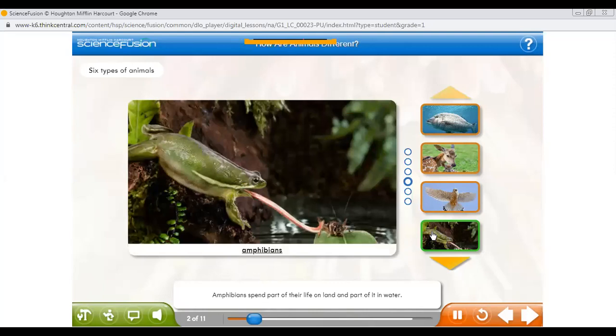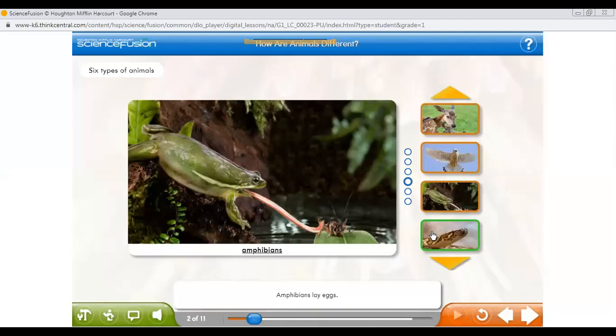Amphibians spend part of their life on land and part of it in water. They have smooth, wet skin. Amphibians lay eggs. So now about the amphibian. What do you know about the amphibian?